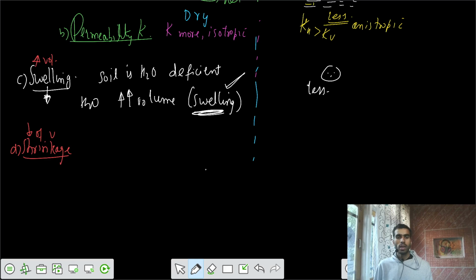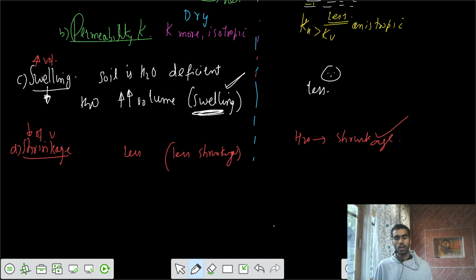Here we have less water, so there would be less shrinkage, because we don't have water to lose. If the water is lost, that means shrinkage is more. So shrinkage is more on the wet side. If your soil is compacted on the wet side of optimum, you would be having more shrinkage as compared to if the soil was compacted on the dry side of optimum.